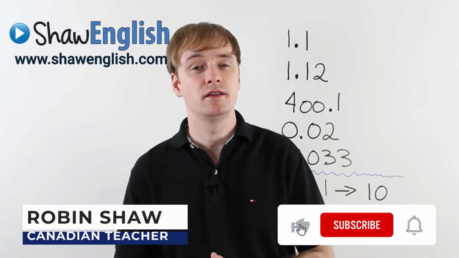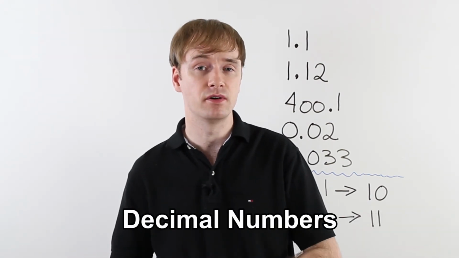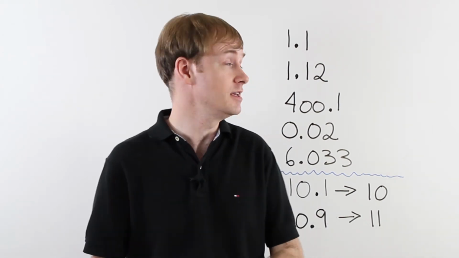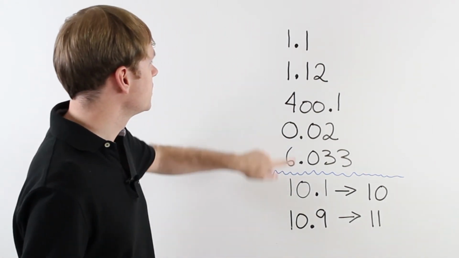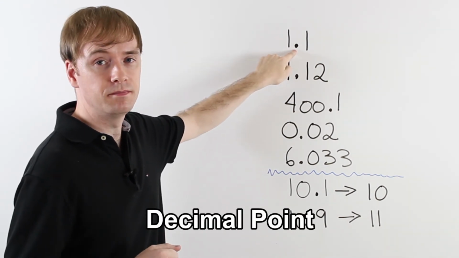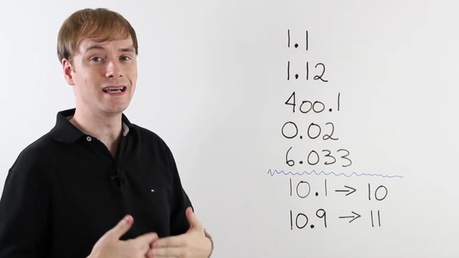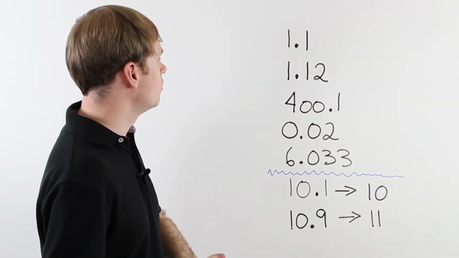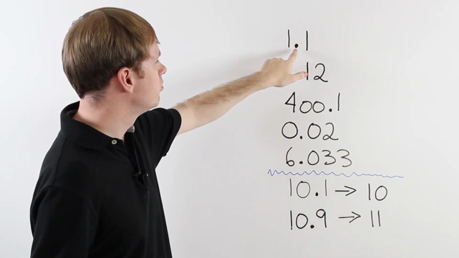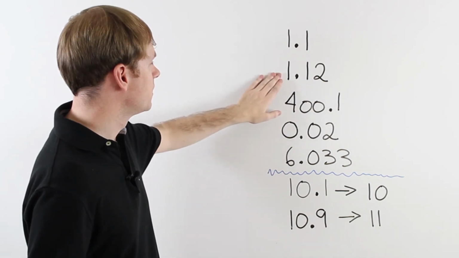Hello again. In this video, we're going to learn how to express decimal numbers in English. And I'll tell you, it's quite easy. Let's look. Now here is the decimal point. Don't call it period. Don't call it dot. It's a point. It's called the decimal point. So we would express this number as 1.1. Easy.